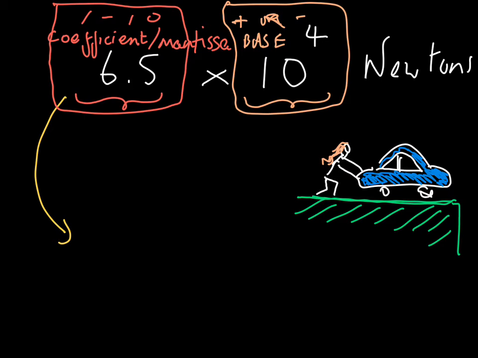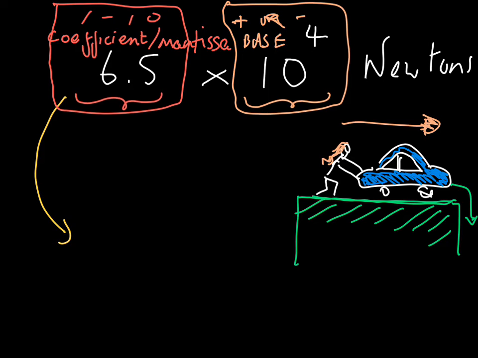Okay, so if we have this number 6.5 by 10 to the 4 newtons, this ginger-haired bombshell is pushing the car, the blue car, with a force of 6.5 by 10 to the 4 newtons. That's something that you guys are going to become very familiar with in the next couple of weeks. And we can say that the ginger nut is going to push the car over the cliff. Why they're pushing it over the cliff, I have no idea.